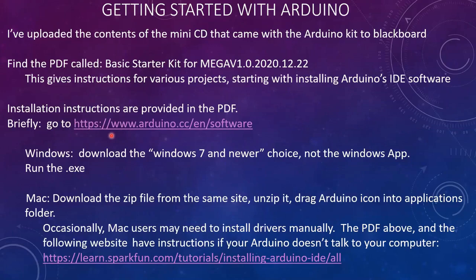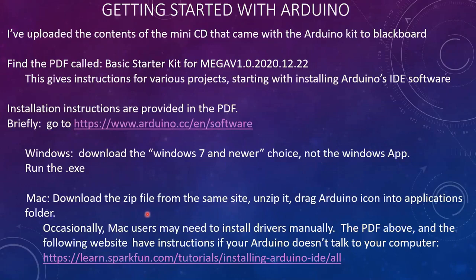I have Windows, so I'll be showing you the Windows version of this, but for Macs it's going to be very similar. You go to the Arduino website, to the download site, download the zip file that says for Macs, unzip the zip file, and drag the Arduino icon into the Applications folder, and it should just work.